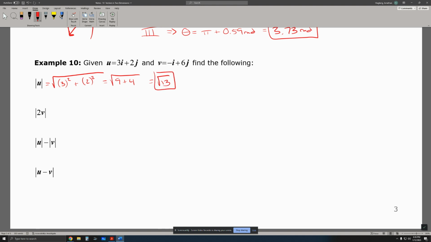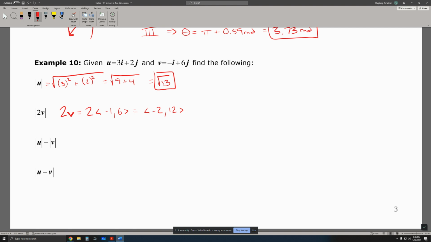Now we have the magnitude of 2v. So first things first, I'm just going to find 2v. So 2 times vector v is equal to 2 times negative 1, positive 6. Okay? Which is equal to negative 2, 12.